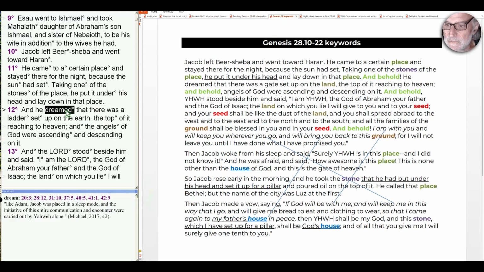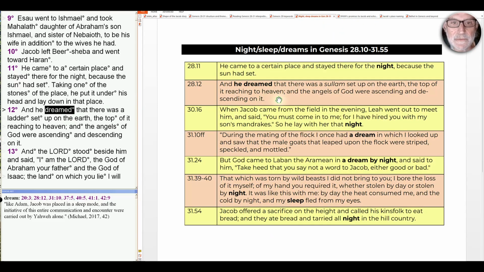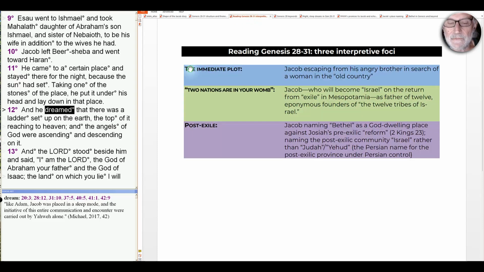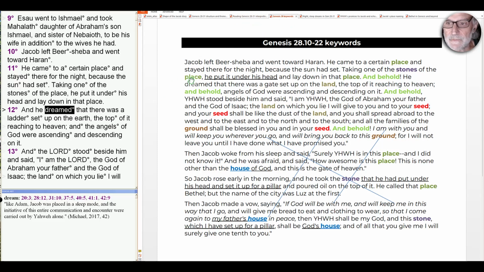So he dreamed. And that, again, we'll go back to the night and sleep and dreaming. He has this dream here, and he'll have another dream here about the colors of the sheep. But Laban is reported to have a dream as well. And so this whole unit is going to be negotiated by theophanic dreams, as we'll see. We'll put keywords up here.